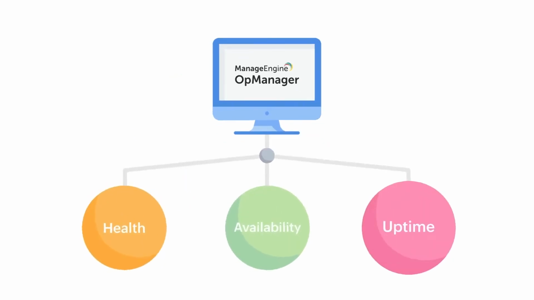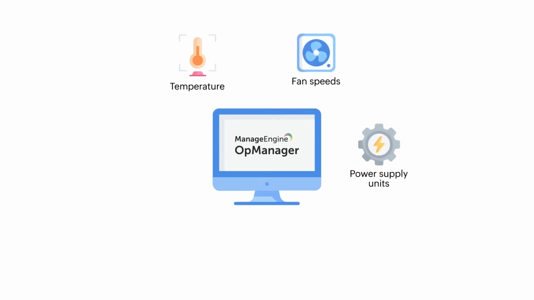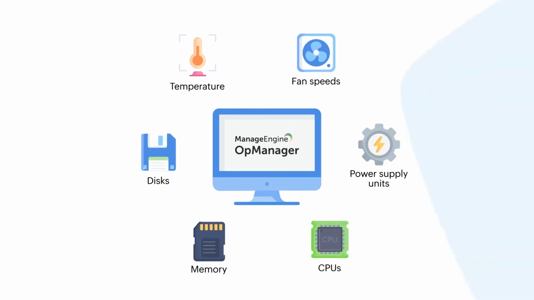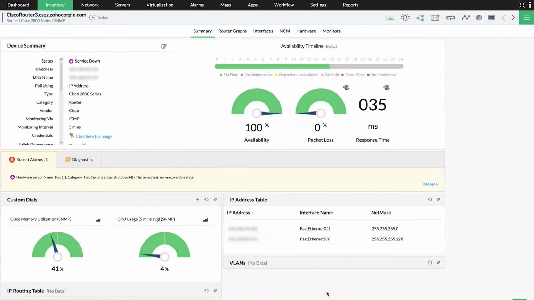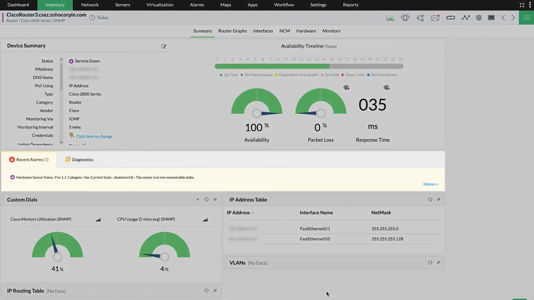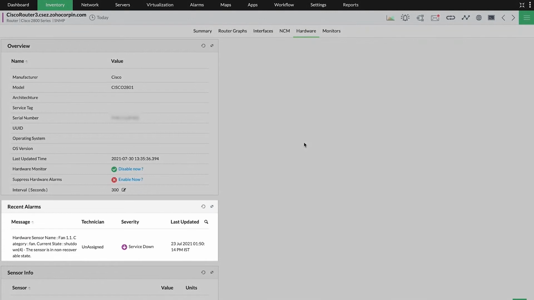OpManager tracks the health, availability, and uptime of all devices on the network. It also monitors the temperature, fan speed, power supply, and more. OpManager goes the extra mile by monitoring hardware such as CPU, memory, and disks, alerting and notifying about hardware failures. With OpManager's notification and alerting profiles, along with extensive hardware health reports, you won't need to worry about unexpected hardware failures causing downtime.